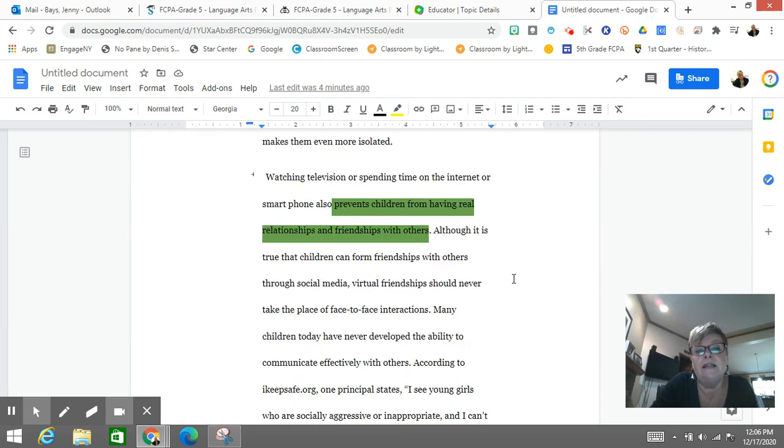Now, this next paragraph is the third reason. Watching television, spending time on the internet or smartphone also prevents children from having real relationships and friendships with others. Although it is true that children can form friendships with others through social media, virtual friendships should never take the place of face to face interactions.